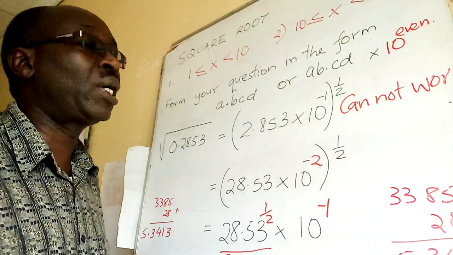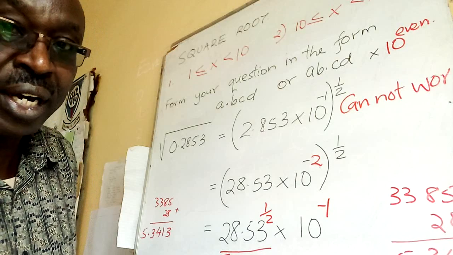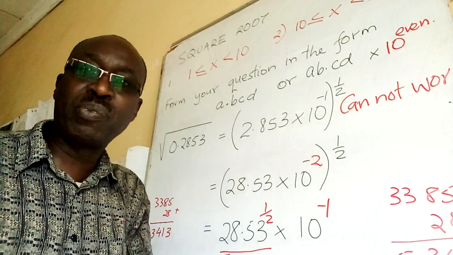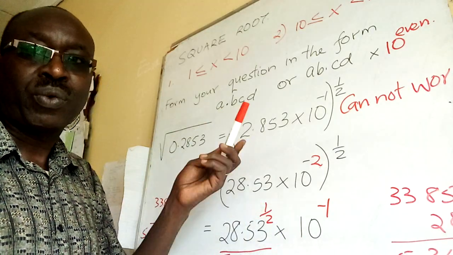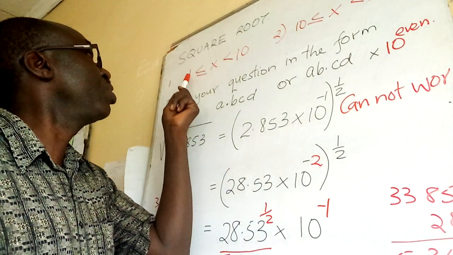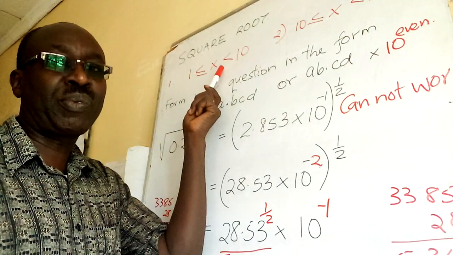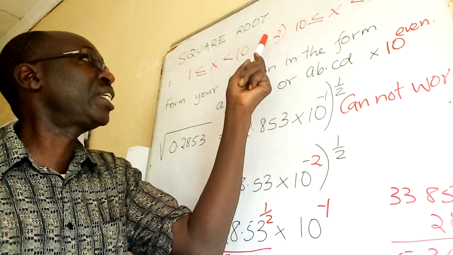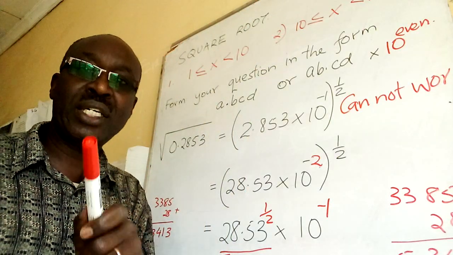Welcome to our lesson. Today we are going to look at square root. Okay, now we have to understand the table. The square root table will handle figures between 1 and 9, and then from 10 up to 99, as indicated. You will see these headings in your square root table.